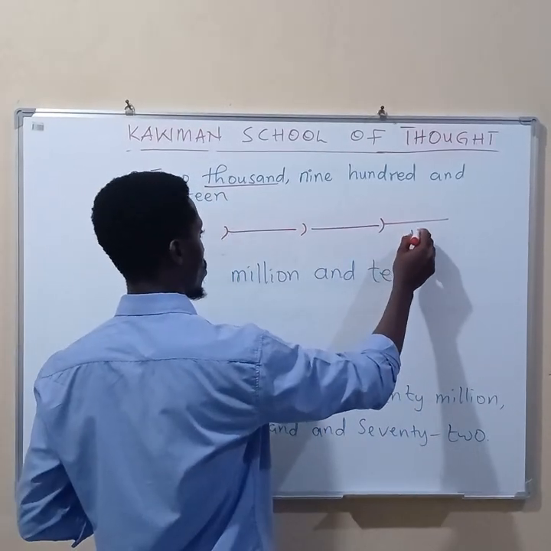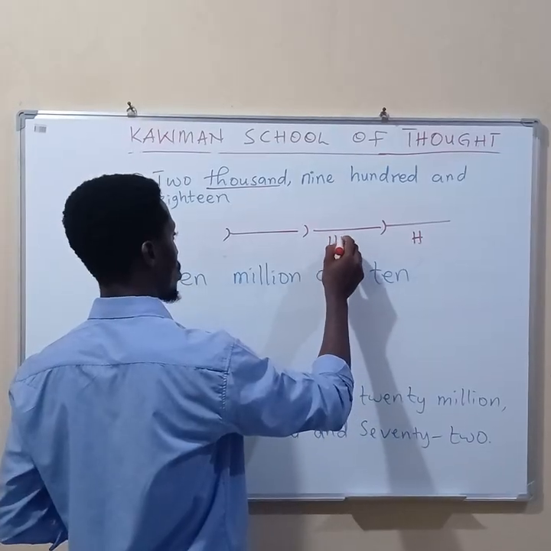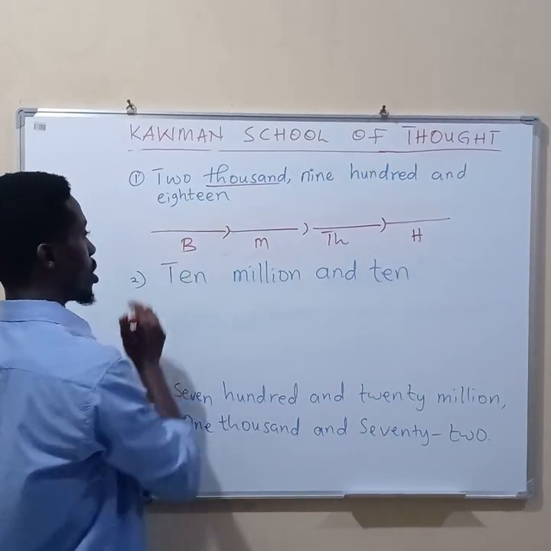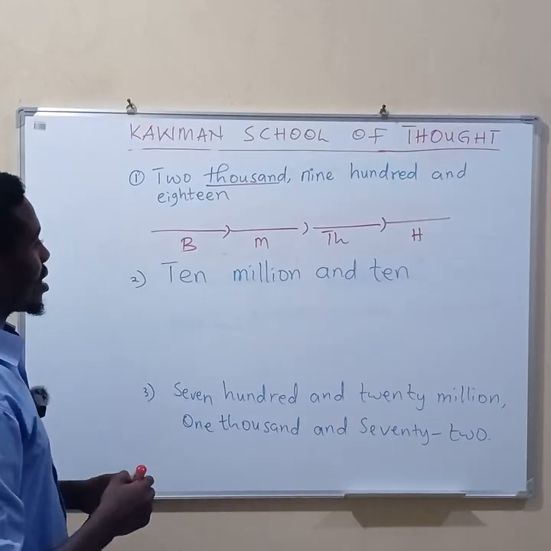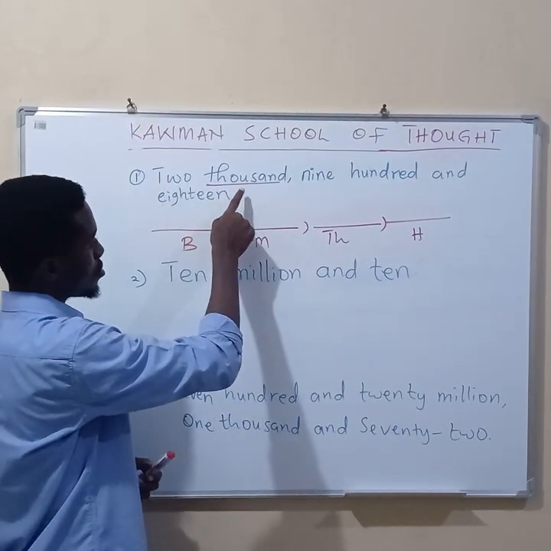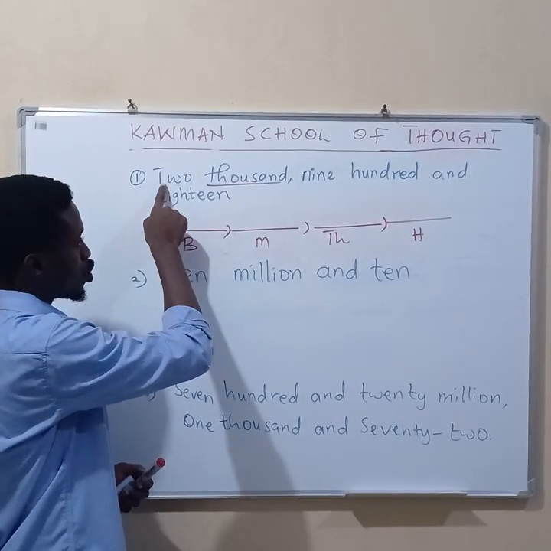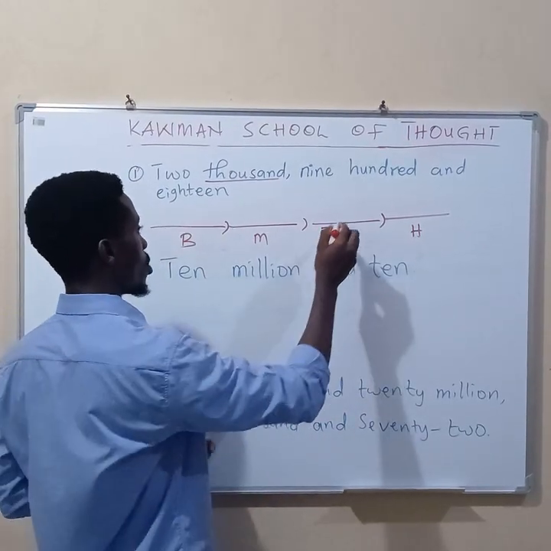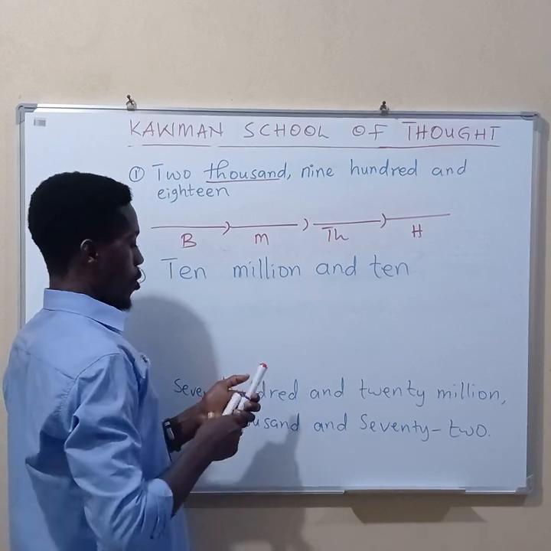You have the hundreds column, you have the 1,000 column, you have the million column, you have the billion column, and so on and so forth. Now, the 2 is starting from the 1,000. So where do we put it? Here, 2 in the 1,000 column. So you start off here.